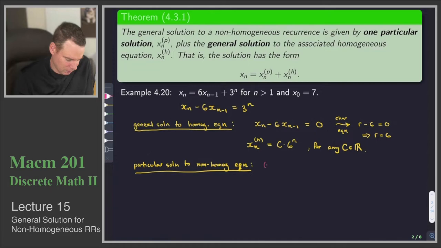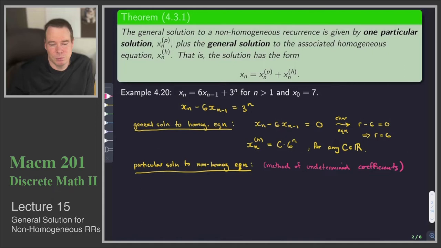So I'll write it down here, method of undetermined coefficients. And this is just a fancy way of saying we guess what the solution should be and put a constant in front of it to allow us some flexibility to get the solution. So what do I mean by that?